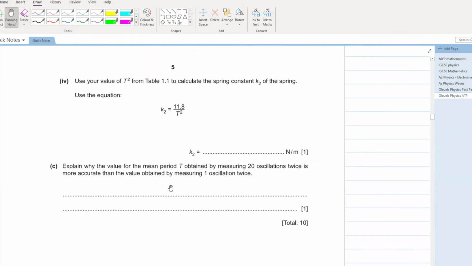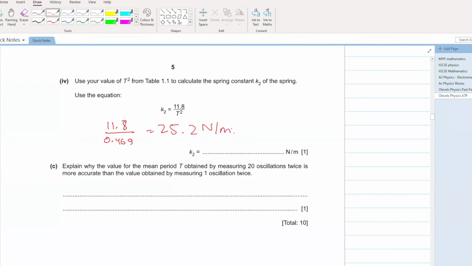Use your value of T squared from table 1.1 to calculate the spring constant of the spring. Use the equation given. So we have to utilize this equation to calculate k. How will we do that? 11.8 divided by the value of T squared, 0.469. The value of k comes out to be 25.2 newton per meter.